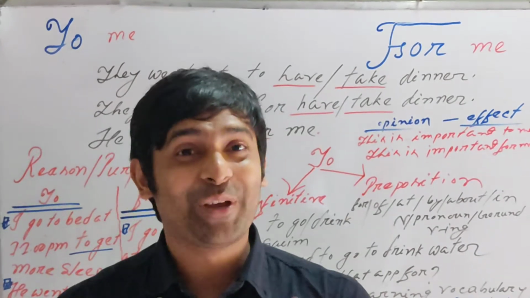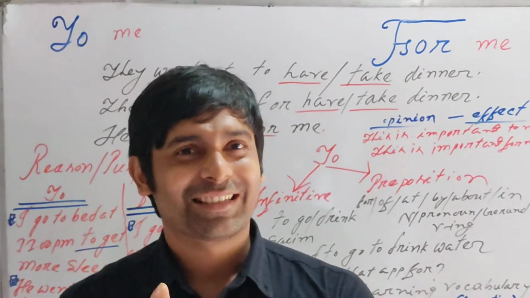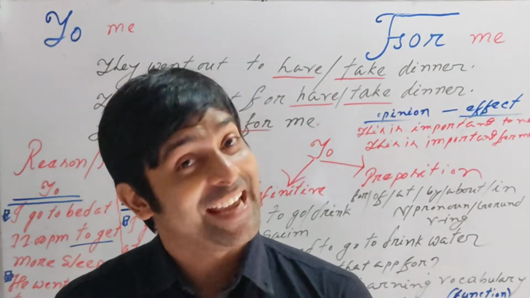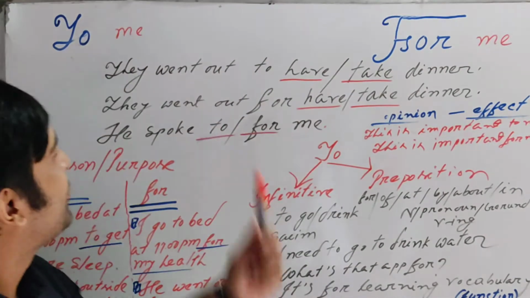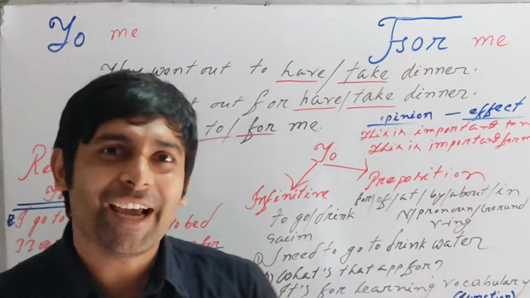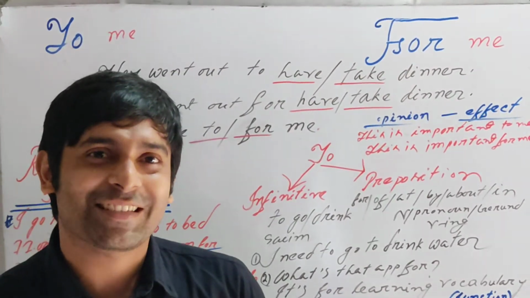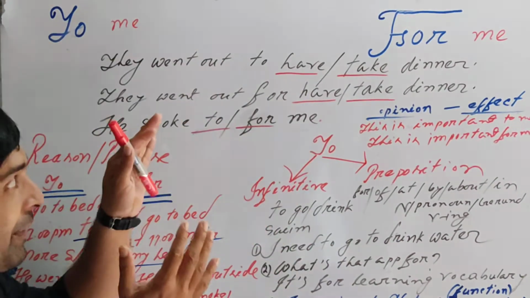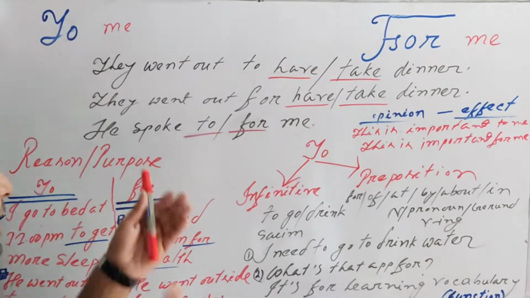Right now, we are going to look at some confusing prepositions. They are to and for. However, why these prepositions are confusing, we are going to look at in the class. So please, let's get started.